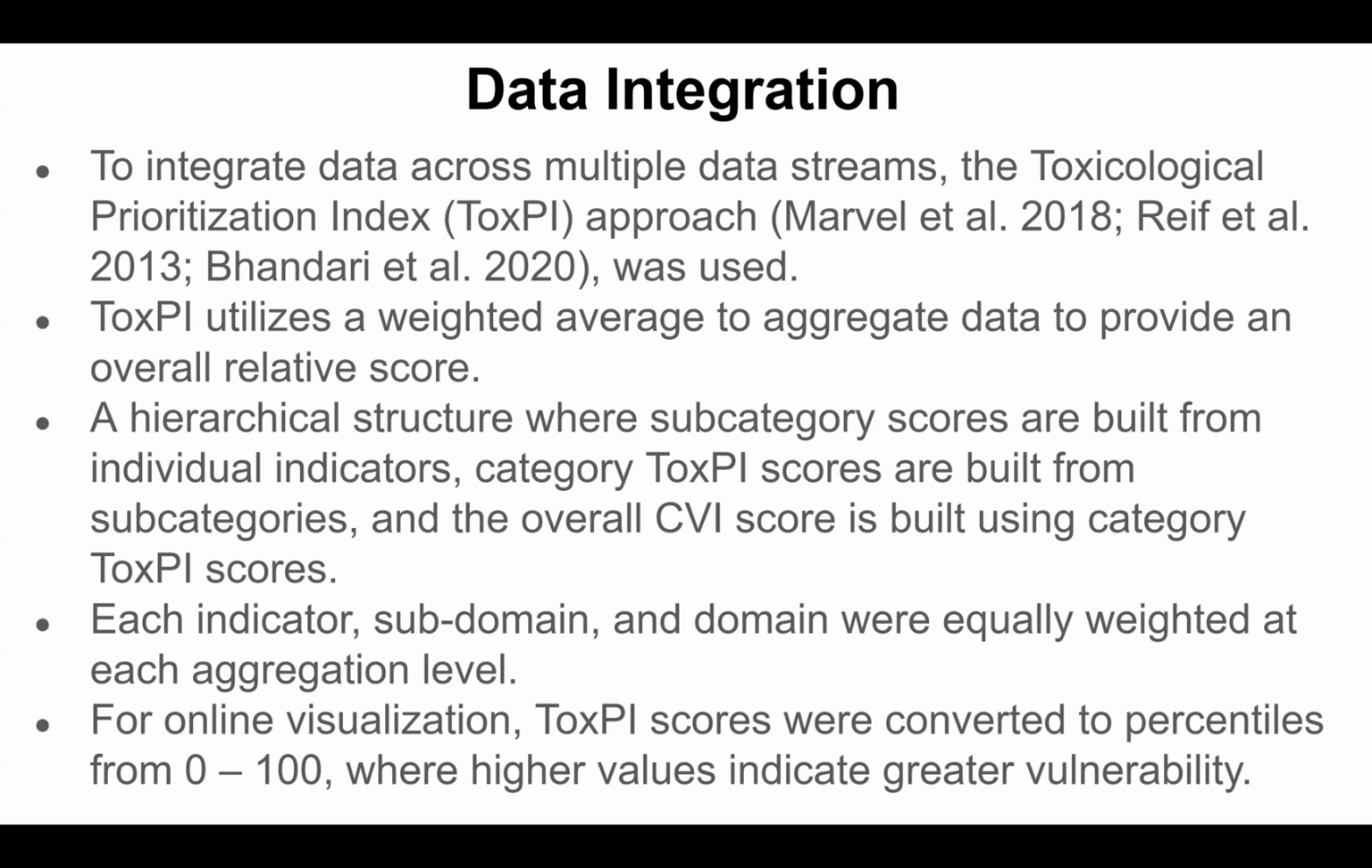For online visualization, scores were converted to percentiles from 0 to 100, where higher values indicate greater vulnerability. For example, if an area scores 20 and another area scores 80, the area with score 80 is highly vulnerable to climate vulnerability.